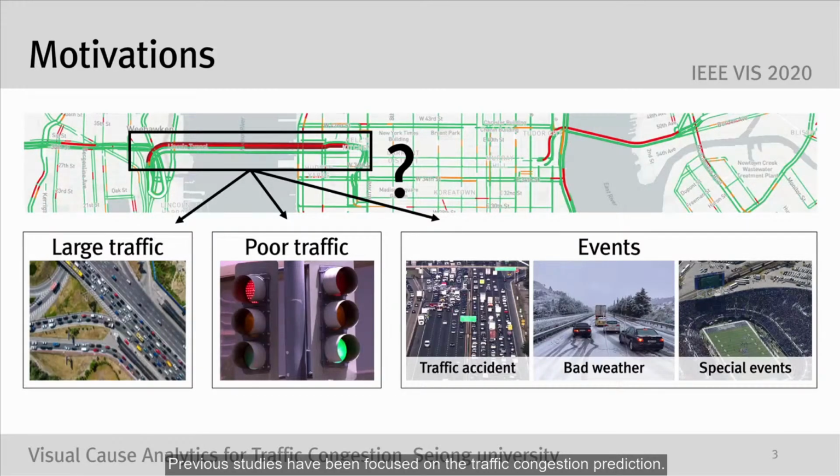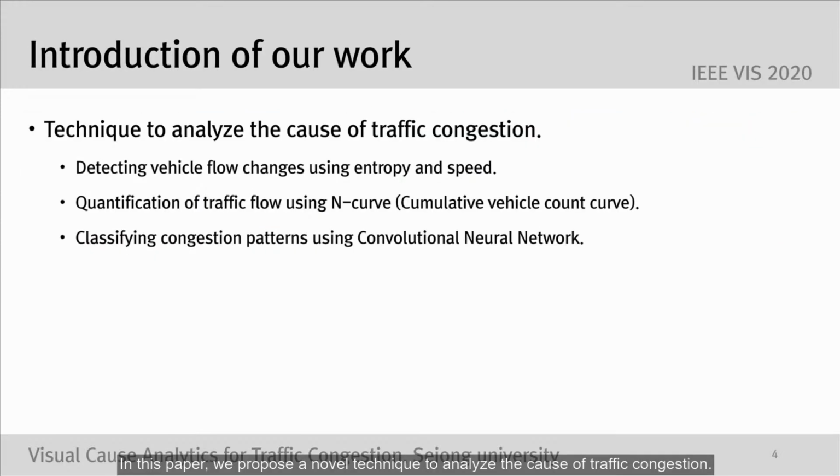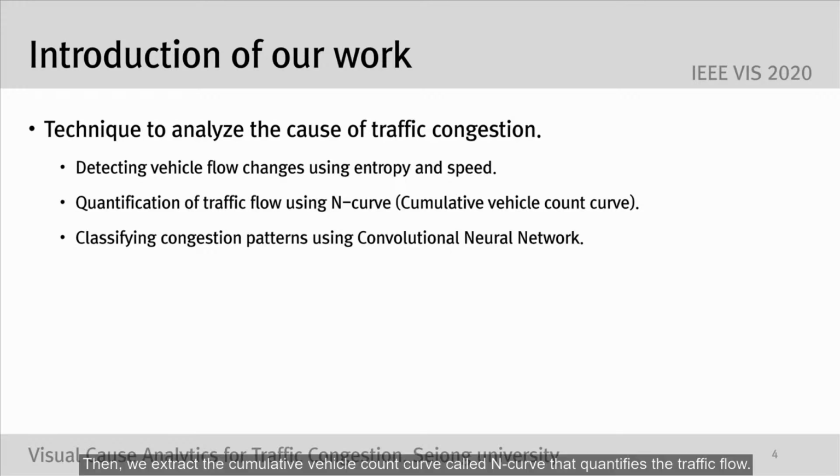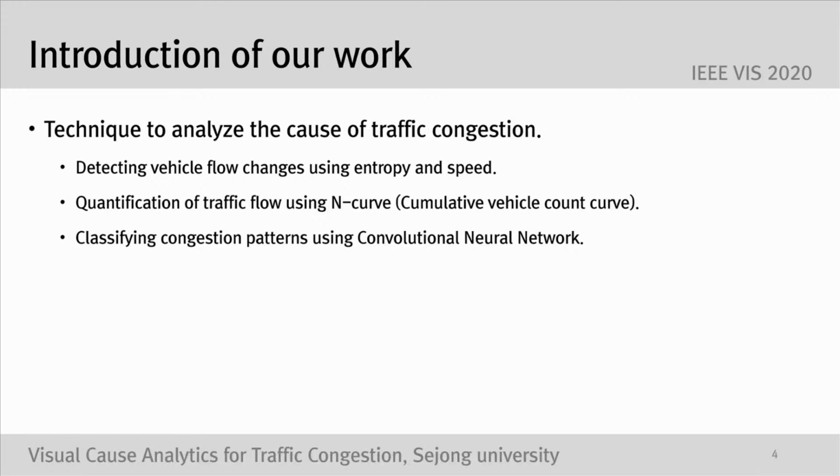Previous studies have been focused on the traffic congestion prediction. However, it is not easy to find research that investigates the cause of traffic congestion. In this paper, we propose a novel technique to analyze the cause of traffic congestion. We detect vehicle flow change with the entropy and speed. Then, we extract the cumulative vehicle count curve and curve that quantifies the traffic flow. We classify the N curve into 4 congestion types using the CNN.